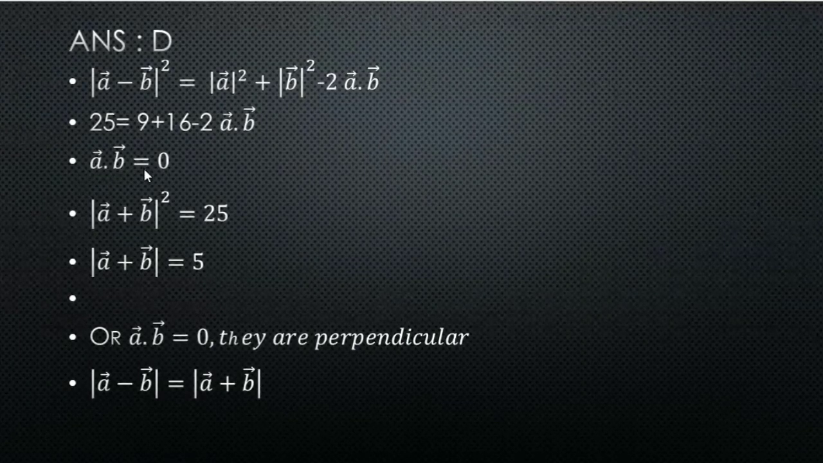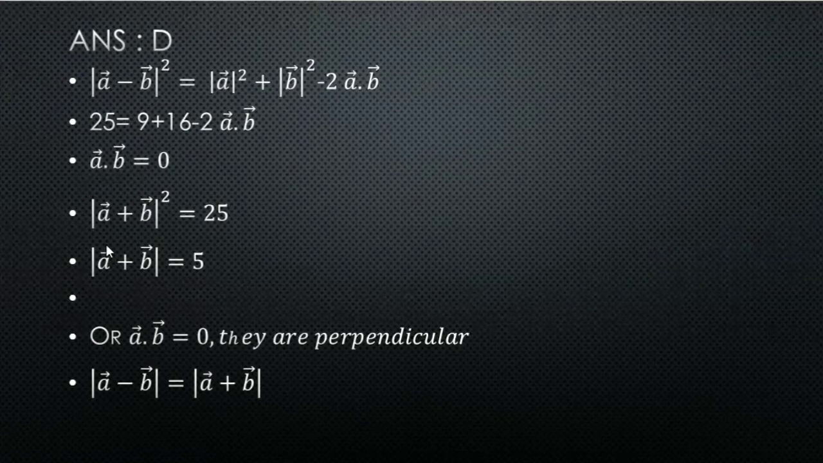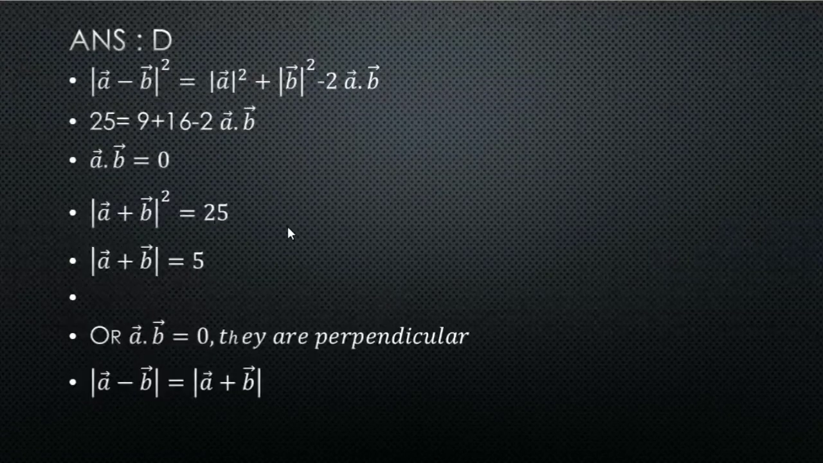Whenever two vectors are perpendicular to each other, magnitude of A vector plus B vector will be equal to magnitude of A vector minus B vector. So directly we can write that is equal to 25. Or else you can use this formula. See this magnitude of A vector plus B vector, now we have to find this, right? So square, it will be equal to 25. So magnitude of A vector plus B vector is equal to 5.